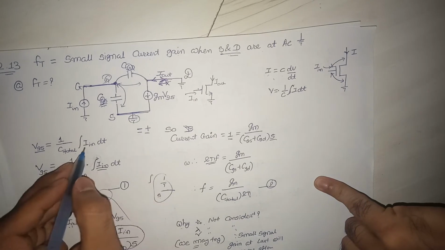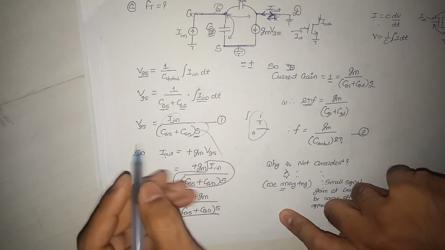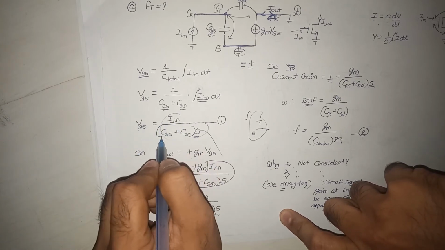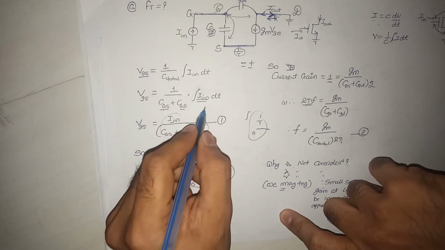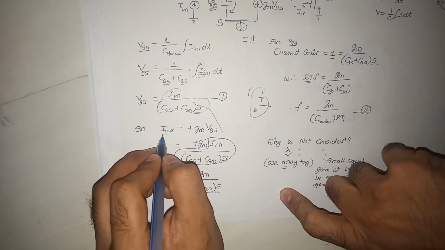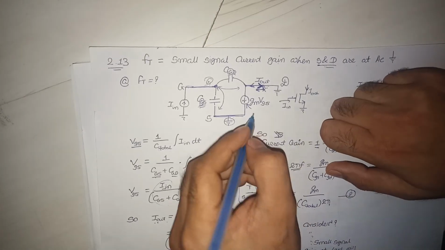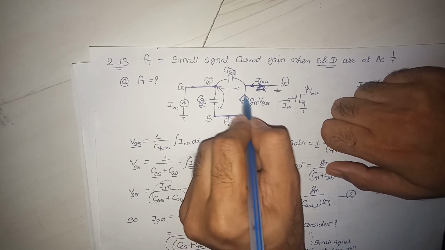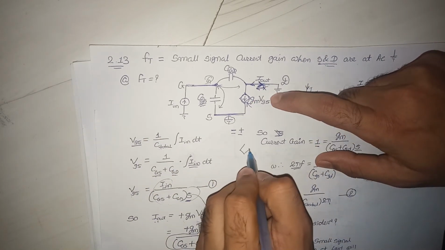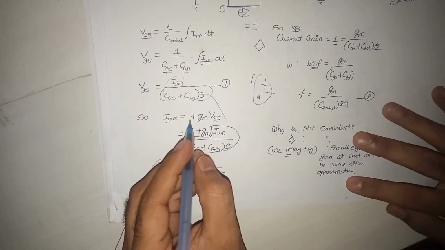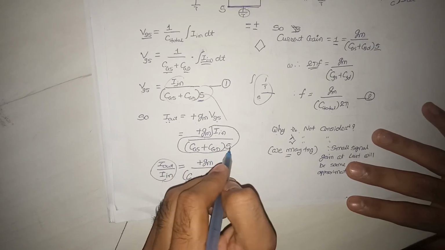This integration will come up with 1/s here. So VGS is I in upon (Cgs plus Cgd) times s. This is just the representation of integration in Laplace form. I out is gm times VGS. Why? Because this is some controlled current source, so the actual representation should be like this. So gm times VGS is gm times I in upon C total times s.